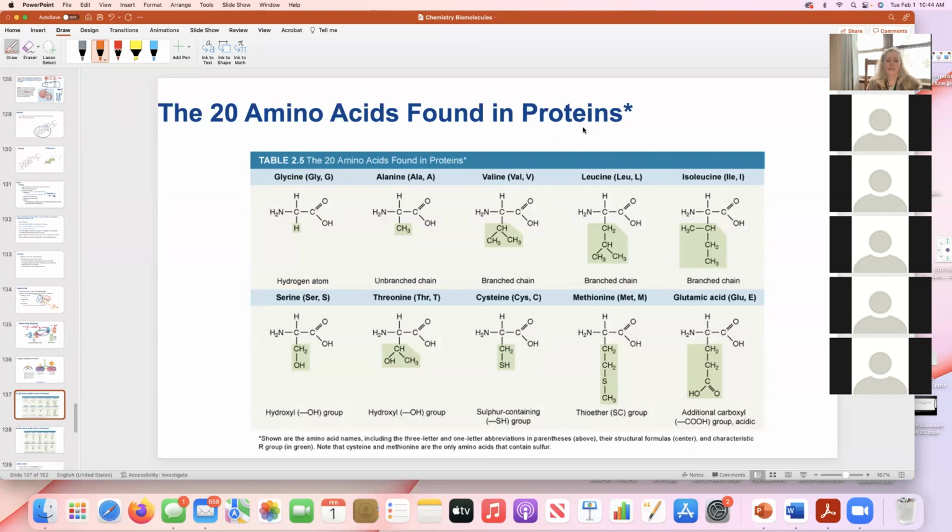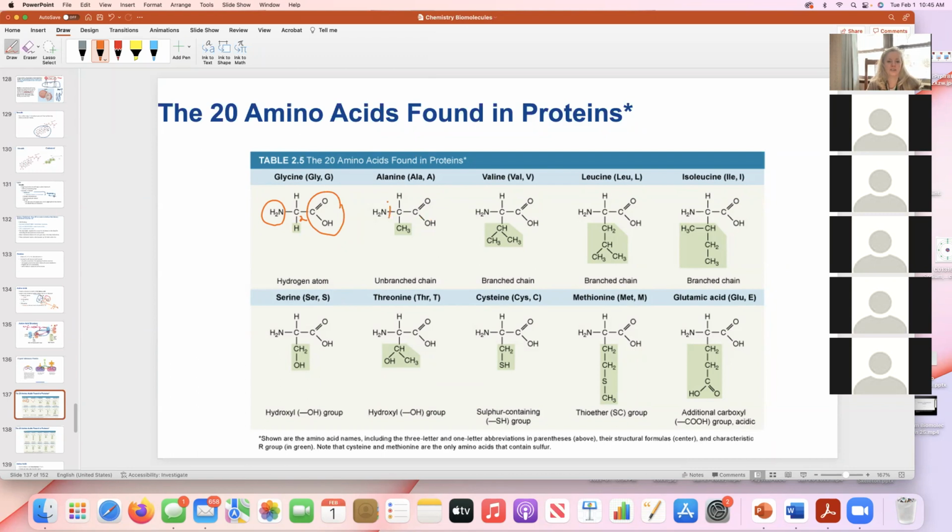Here's all the amino acids found in proteins. And so it's just kind of getting to know them. You don't need to memorize them. The simplest one is glycine. So if your amino acid group is always a carboxyl group, COOH, and an amino group, NH2, you have your alpha carbon. You're going to have an H up here. The simplest R group is just an H.